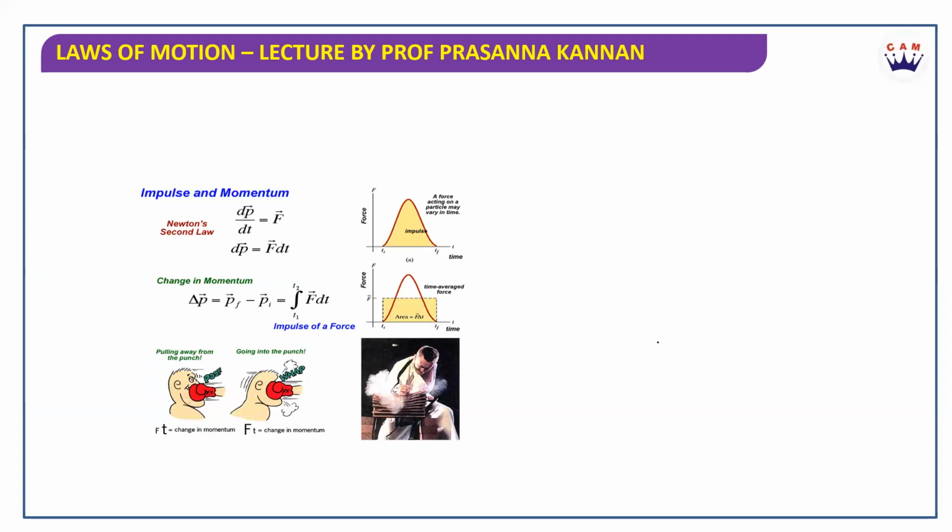When he allows the time, and he's going to catch it, in the product F into T, T is more, right? F is less. So impulse is what? Less. But if you catch it like this, what happens? Time is less. Force is what? Very high. Impulse is very high. It's going to hurt him a lot. Is that clear, guys?